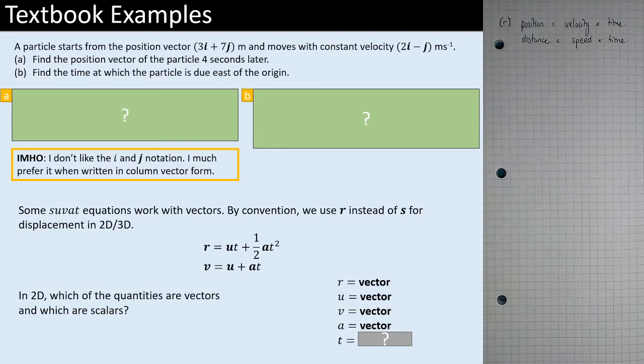And t, well, t is time, and time can't happen in 2 dimensions. So t is going to have to be a scalar. Okay.